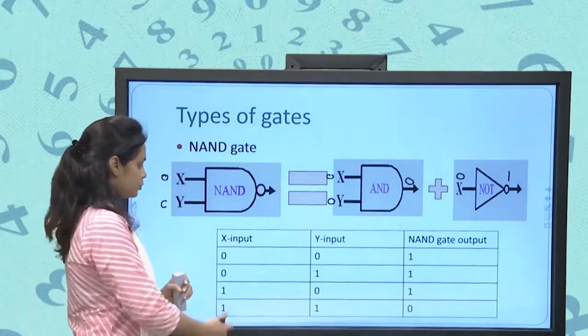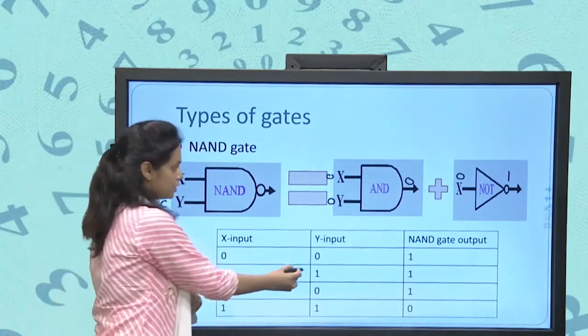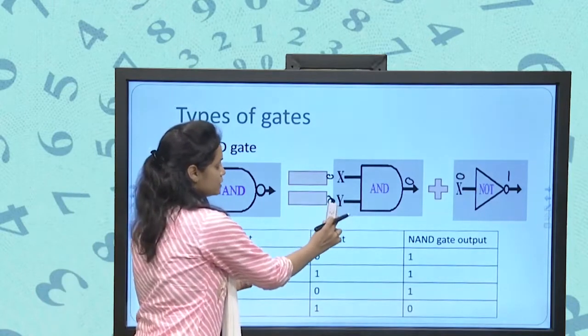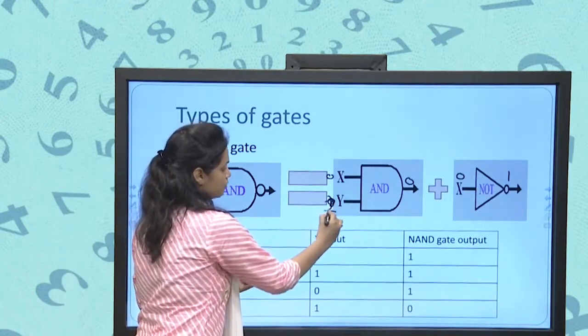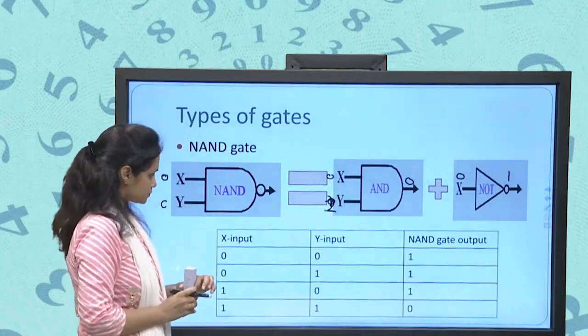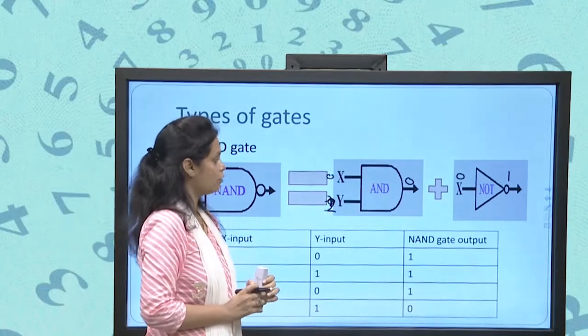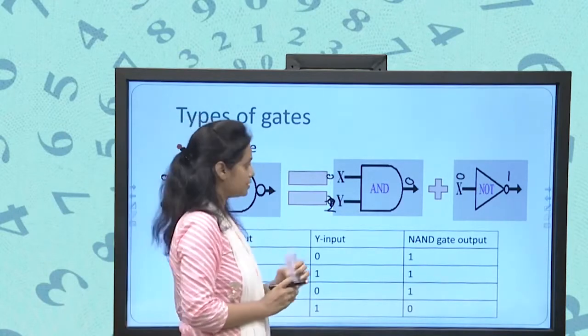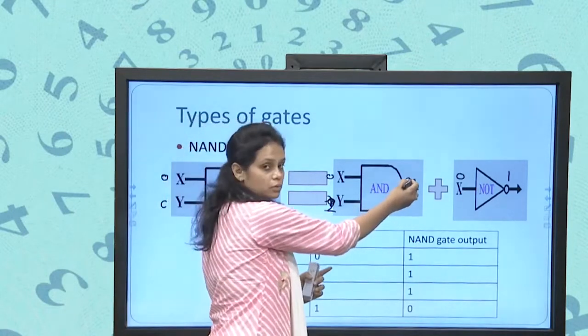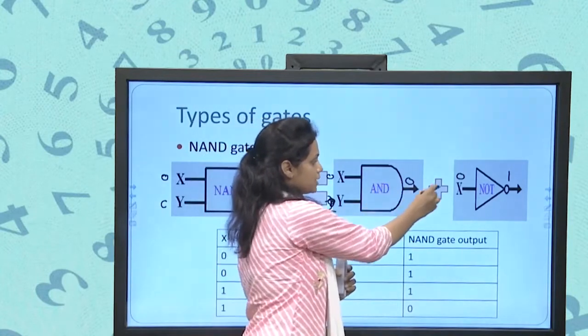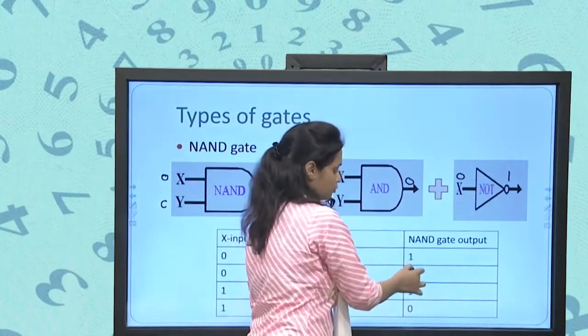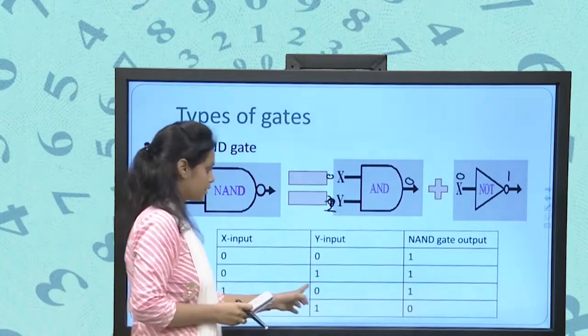Suppose our x input is 0, y input is 1. Now see, if your x input is 0, y input is 1, what will happen? What is the output of the AND gate? It will again give 0. So this will pass to this NOT gate and it will give output 1. In the third case also it will give the output 1.